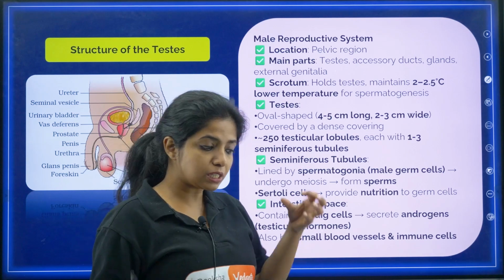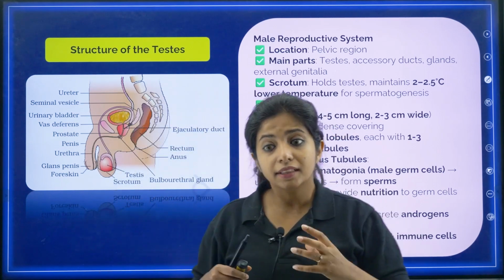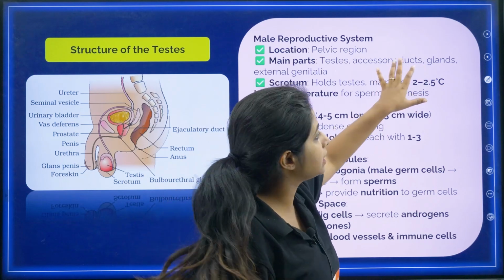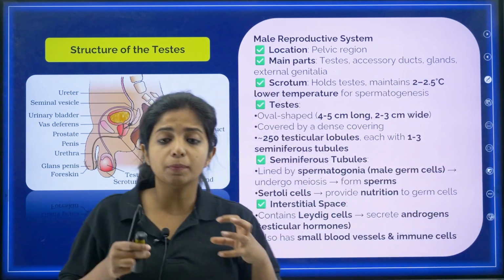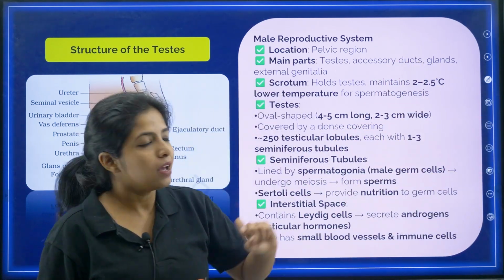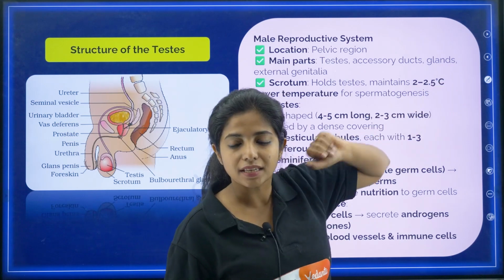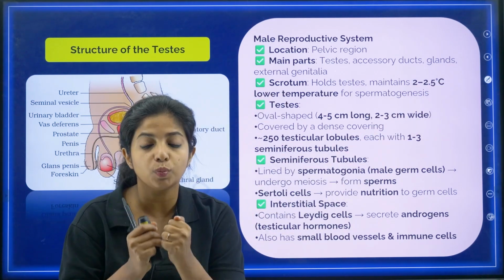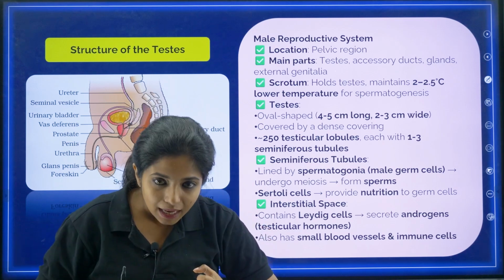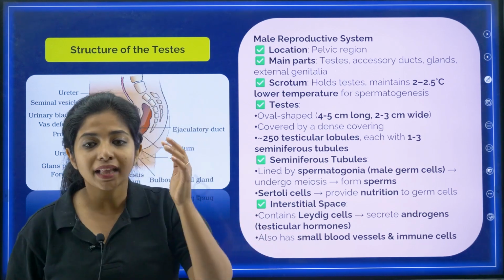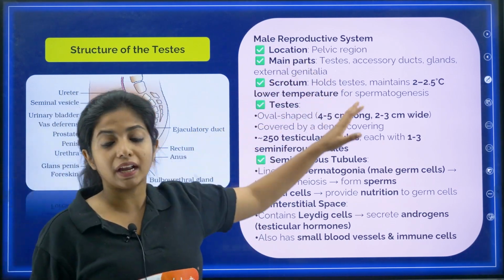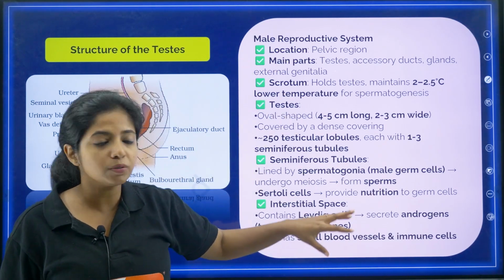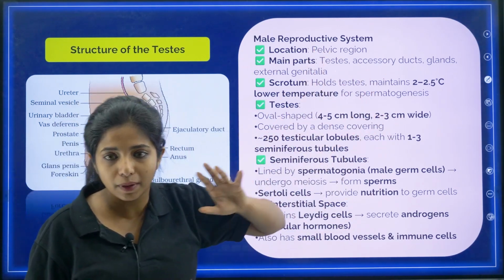Apart from that, obviously the sperms are made there, but there should be someone to transport the sperm, and that function is done by accessory ducts. There should be someone to nourish the sperm, which is done by accessory glands. And there should be someone helping in the transport of these sperms from the male partner to the female partner, and that work is done by the external genitalia, which in males is the penis. So where is the male reproductive system? It is located in the pelvic region, my dear children.